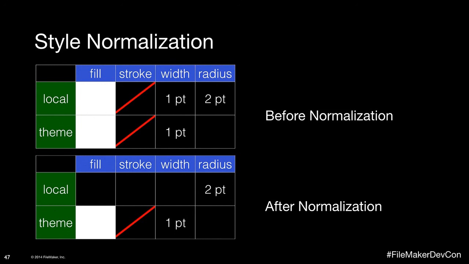So here's an example of how style normalization works. You can see that the fill, the stroke, the width, they all agree between local and theme. For that reason, you don't really need any of those local styles. If you open up a layout in FileMaker 13 and then save it, we'll do this step for you automatically. So actually, I guess that's another performance top tip.